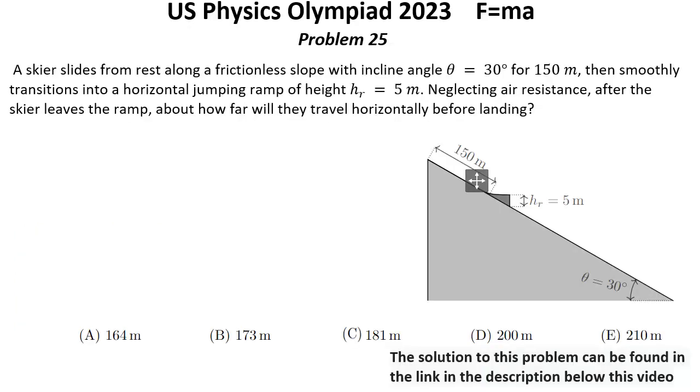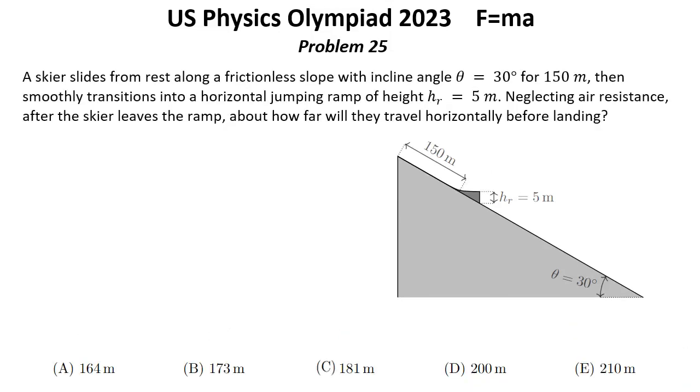Problem number 25. A skier slides from rest along a frictionless slope with the incline angle theta equal 30 degrees for 150 meters. Then smoothly transitions into a horizontal jumping ramp of height hr equal 5 meters. Neglecting air resistance, after the skier leaves the ramp, about how far will they travel horizontally before landing?